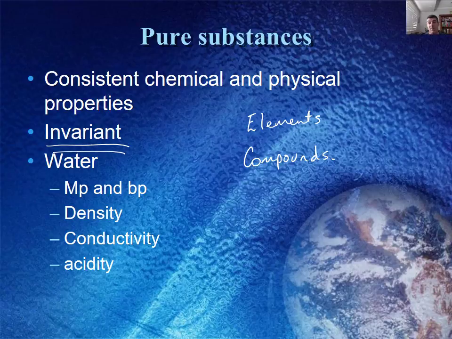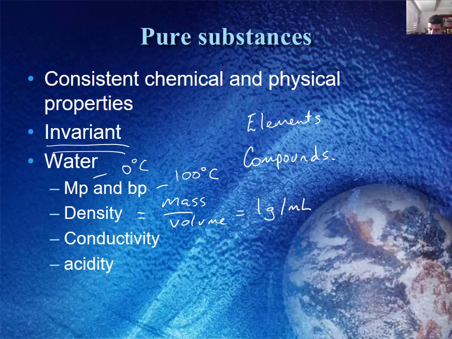So when we look at a pure substance like water, we can identify its melting point of 0 degrees C, its boiling point of 100 degrees C, its density calculated by the mass over the volume, which for water is 1 gram per mL, or also equal to 1 kilogram per litre. So it makes it very easy to do calculations with water. Its electrical conductivity, whether it allows electric current to pass through it, and also things like its acidity. Each of these are types of properties that are very consistent when we're thinking about water.